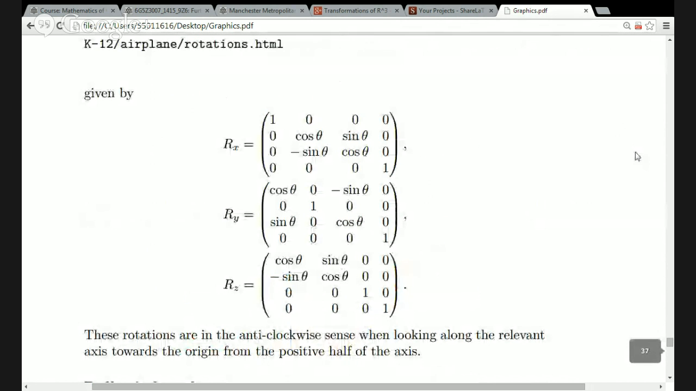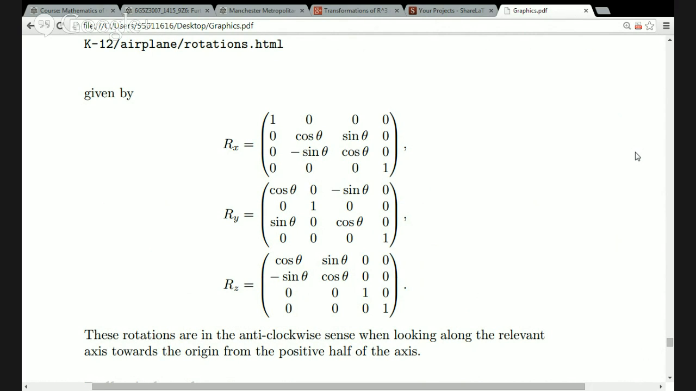So we can write down these three. These are three rotation transformation matrices. They're using homogeneous coordinates, so they're 4×4 matrices. And these correspond respectively to rotating space by an angle theta around the x, y, and z axes. Okay.